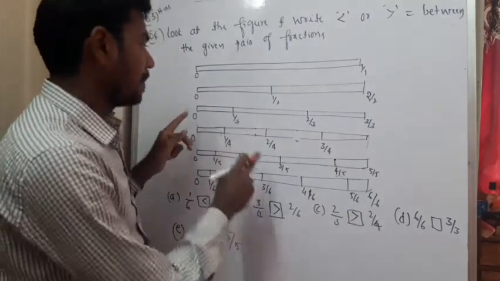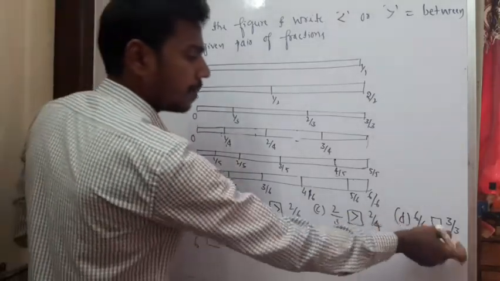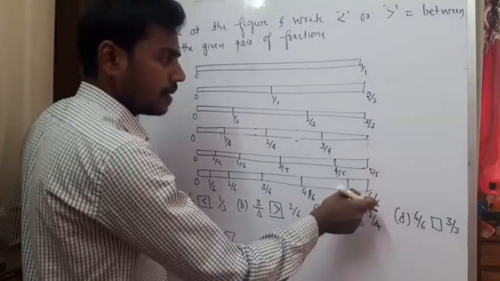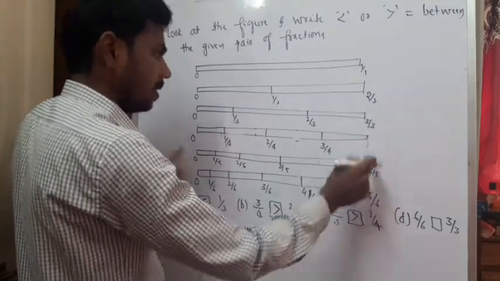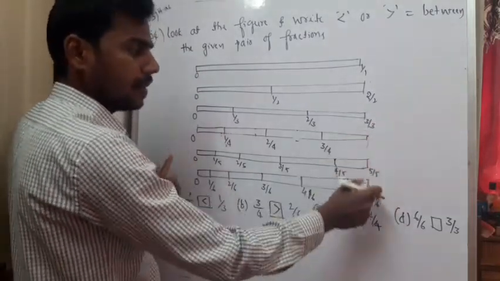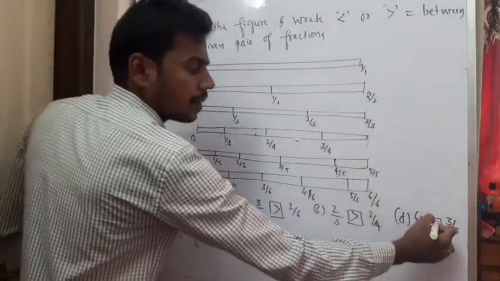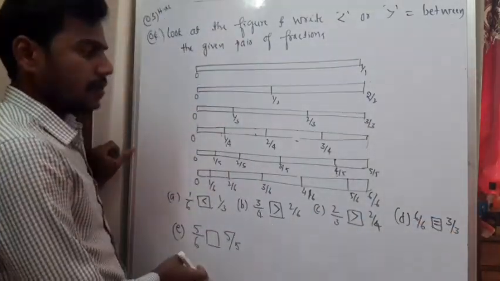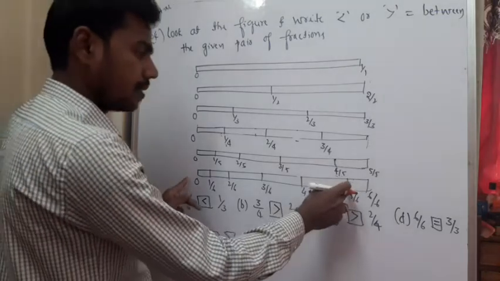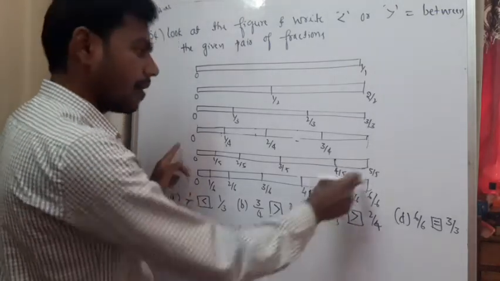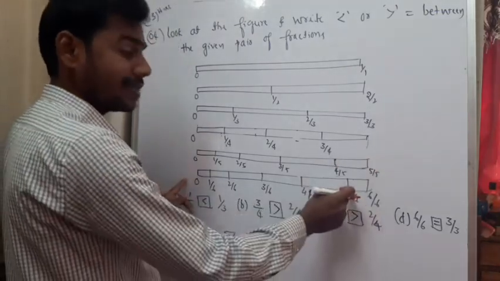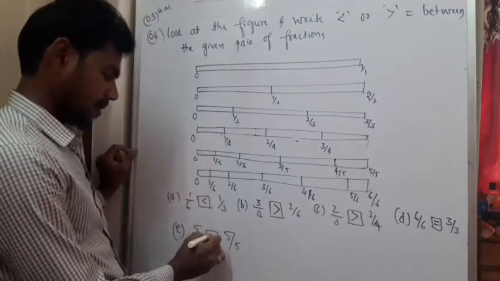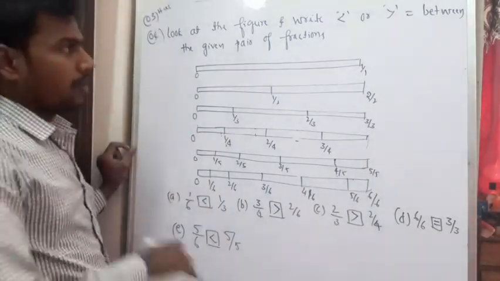Okay. Next. 6 by 6, 3 by 3. Where is 6 by 6, 3 by 3? Equal? Same length. So equal. 5 by 6, 5 by 5. 5 by 6 is this, and 5 by 5 is this much. Obviously 5 by 6 is less than 5 by 5. So please note this down.